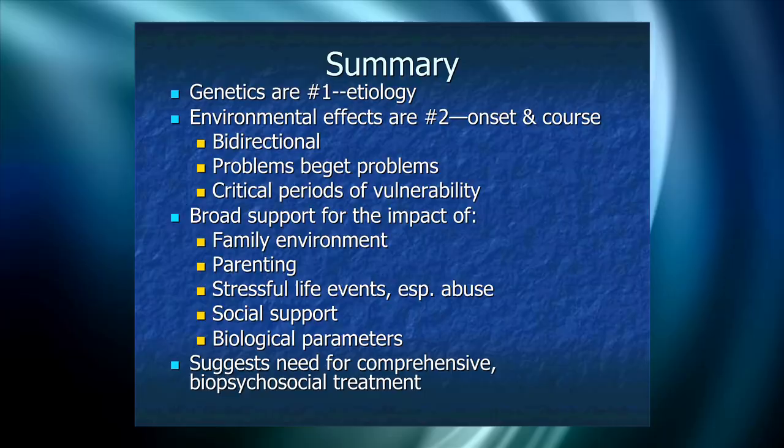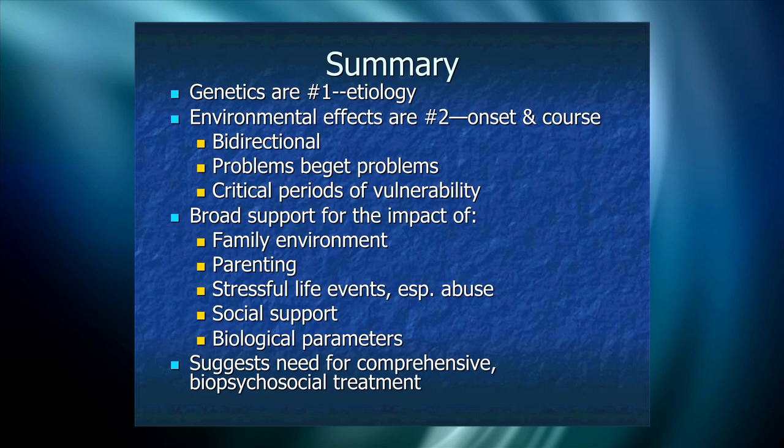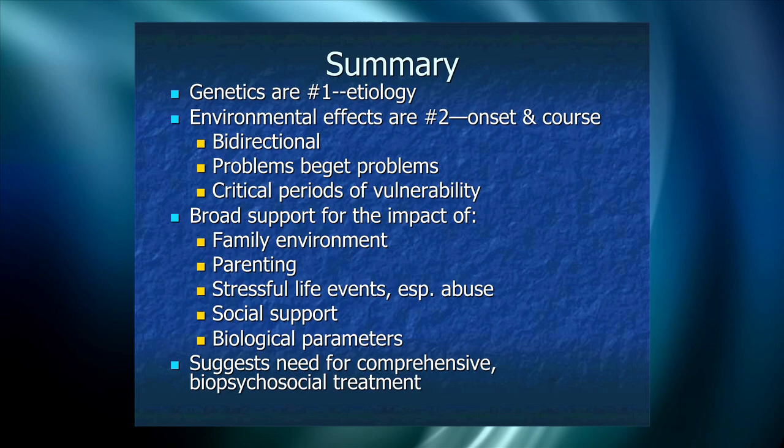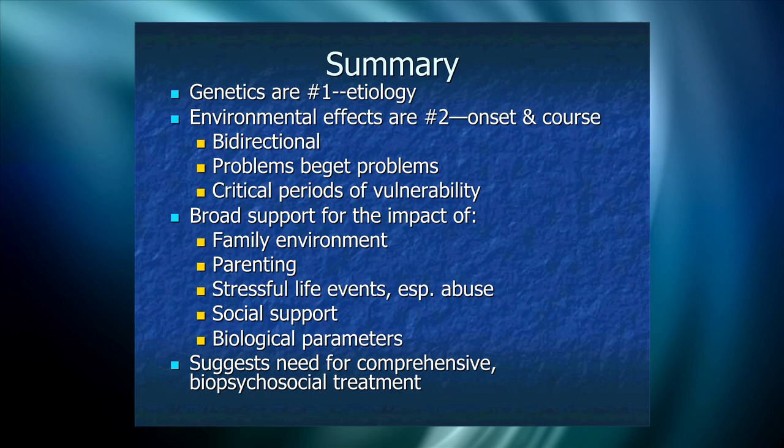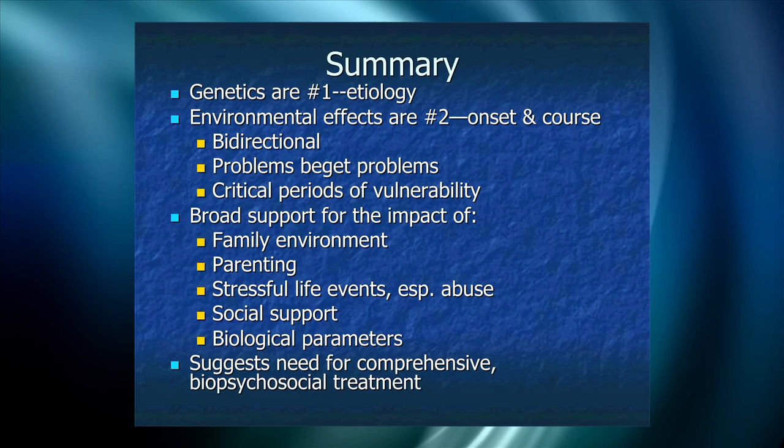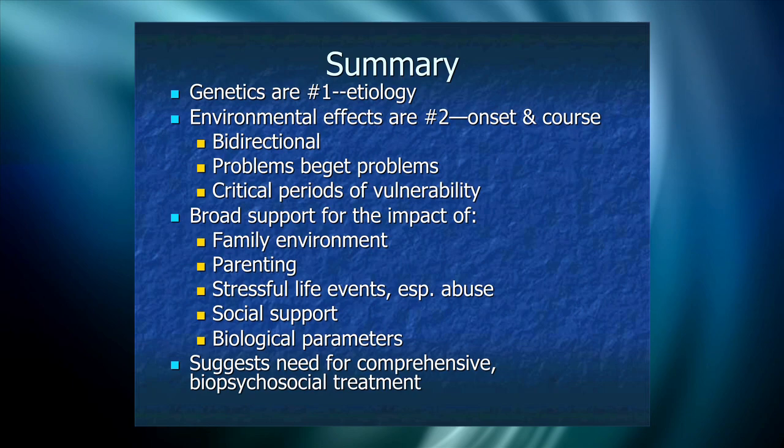So if you think about where that leaves us, genetics are really the number one issue when it comes to etiology. There's something very physiologic, biologic at the base of bipolar disorder, one of the most heritable illnesses we have. But environmental effects are not to be sneezed at. A clear number two, and they really seem to affect onset and course. They appear to be bidirectional. Problems beget problems, and there are critical periods of vulnerability. Never do anything bad to a child's brain, the younger they are. It's a good rule of thumb.